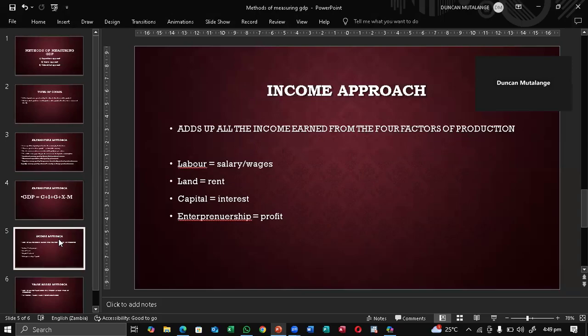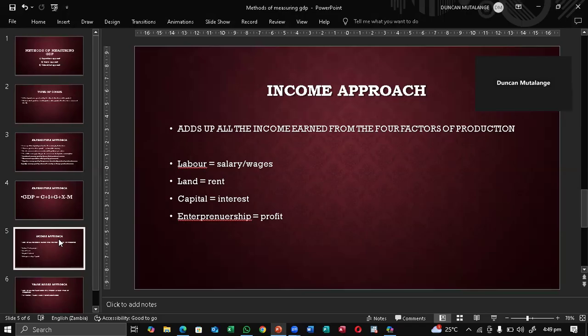So the income approach sums up all the income that has been earned from the four factors of production in an economy. What are the factors of production? There are four factors of production: land, labor, capital, and enterprise, or entrepreneurship. All right, these are the four factors of production.